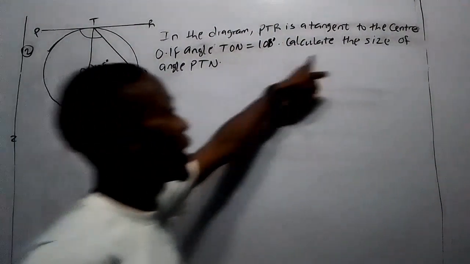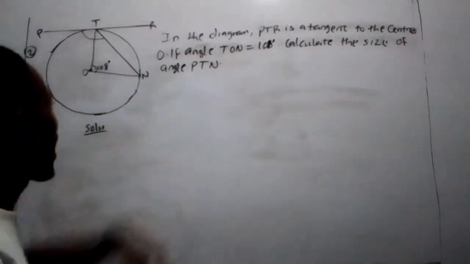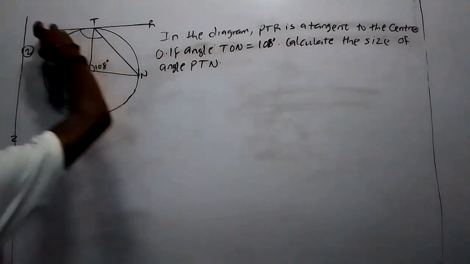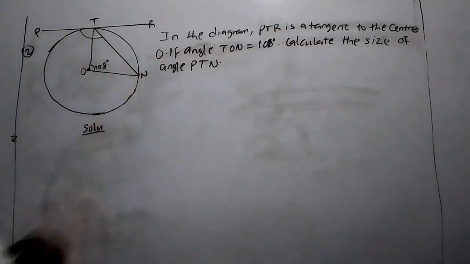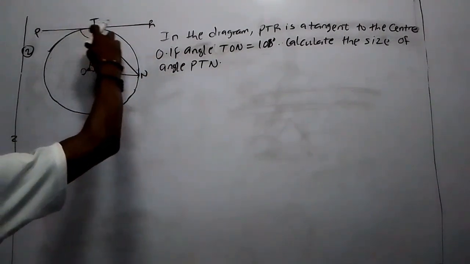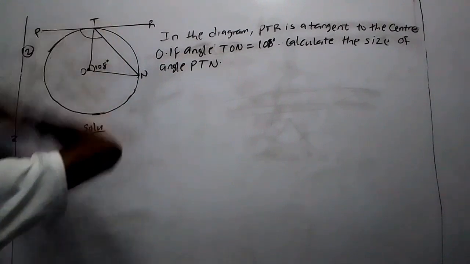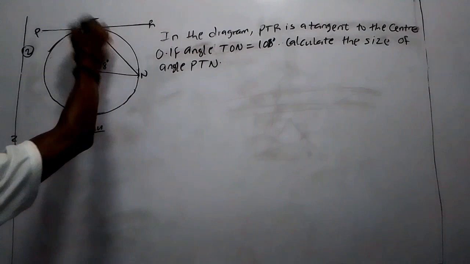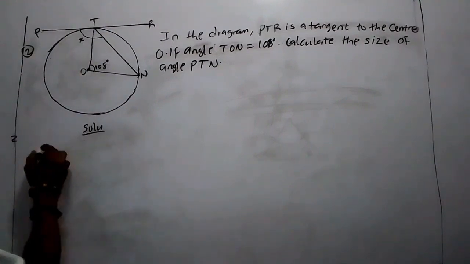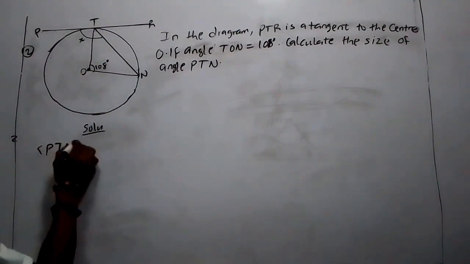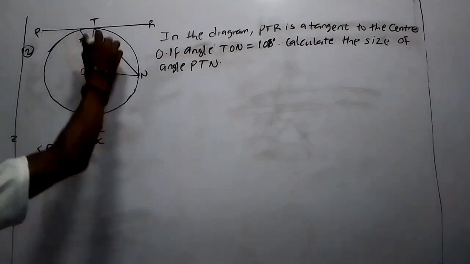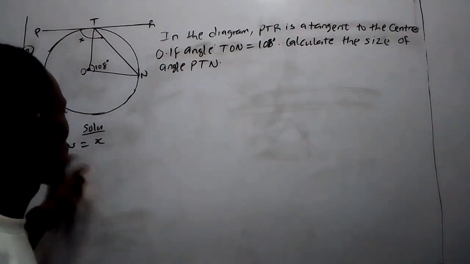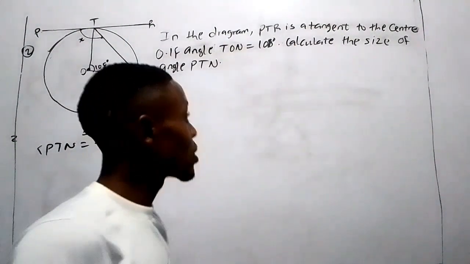So we want to calculate the size of the angle PTN. So how do we calculate it? Let's say this angle here is equal to A. From this place to this place, that is the size of the angle they ask us to calculate.